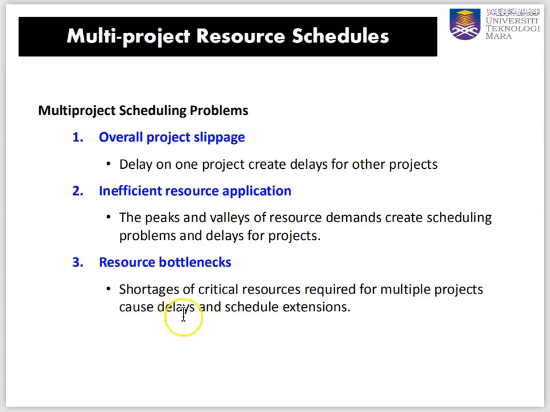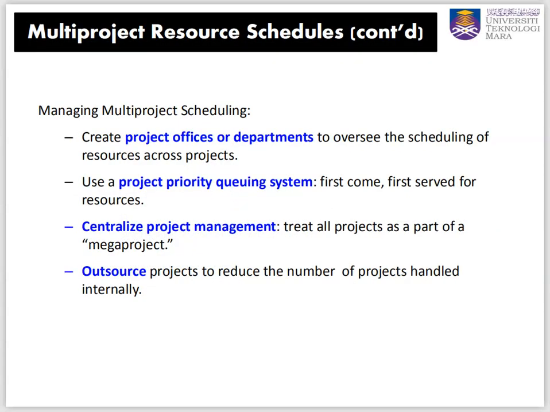Resource bottleneck: a shortage of critical resources required for multiple projects at the same time. Bottlenecks mean at the same time, and this will cause delays and schedule extension. So these are some of the problems when we deal with multiple project scheduling.